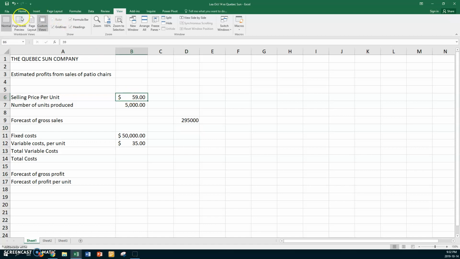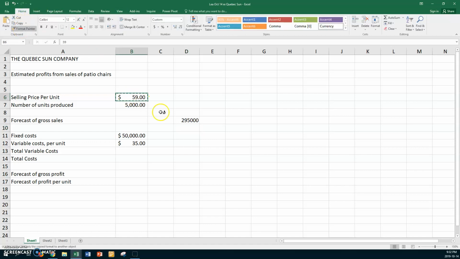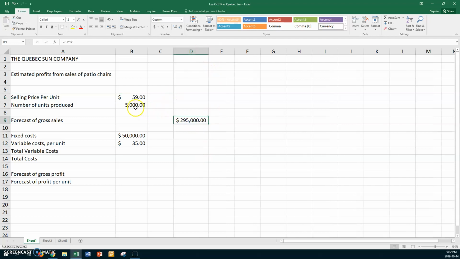Okay, I'm going to pick up your dollar sign here and paint this just so it makes it easier for you to read. And units produced, we don't need two decimal places here because it's units. All right, so now you've calculated the gross sales, so that made sense to you.